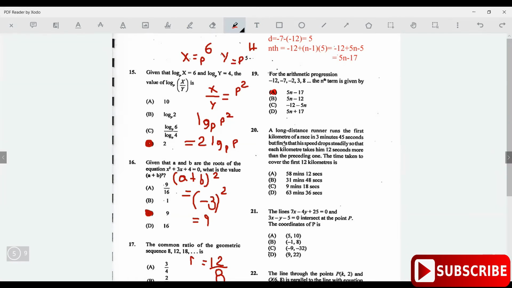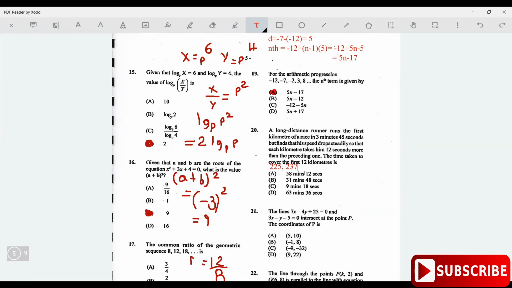Question 20 says, a long distance runner runs the first kilometer of a race in 3 minutes and 45 seconds, but finds that his speeds drop steadily so that each kilometer he takes 12 seconds more to complete than the preceding. The time taken to cover the first 12 kilometers is... So first thing we notice is that this is an AP. The first kilometer he takes 3 minutes and 45 seconds, which is 225 in seconds.